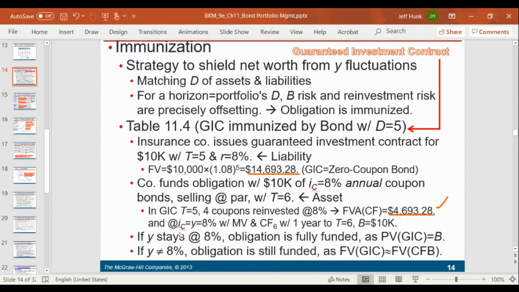Assuming that the coupon rate is still the same as the market interest rate, then the price of the bond will be a par value bond if you sell it at the end of year five, because it's with 1 year left to maturity, maturity of year six. So this is from the bond, on the asset side.